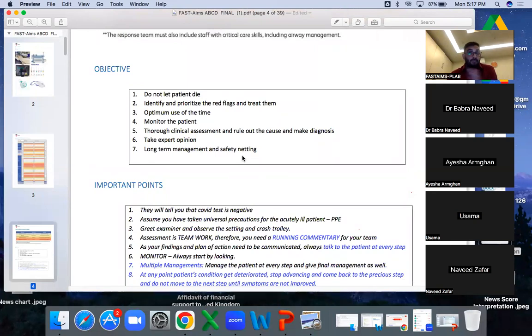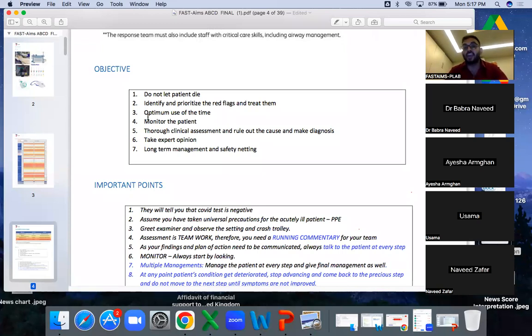Why do we do the ABCDE approach? First of all, the foremost important thing is that because of this thing, the patient can die. If you do some blunder, for example, if the patient with heart failure, you give him normal saline, the patient will die and you will fail the exam. So these kind of blunders, first, these objectives should be in our mind. What we need to do is, we will not let the patient die, first thing.